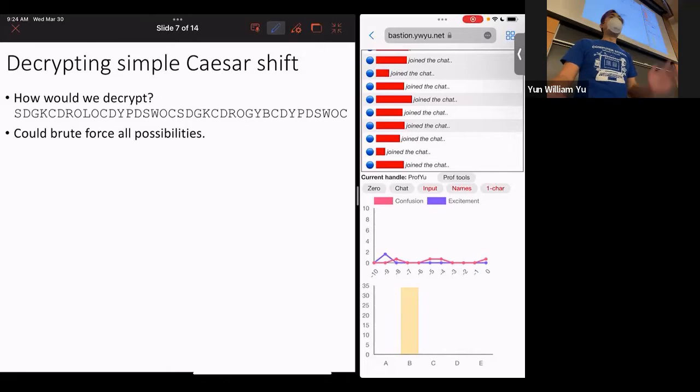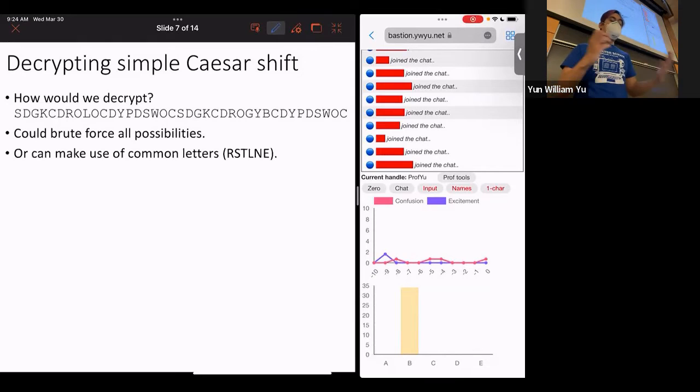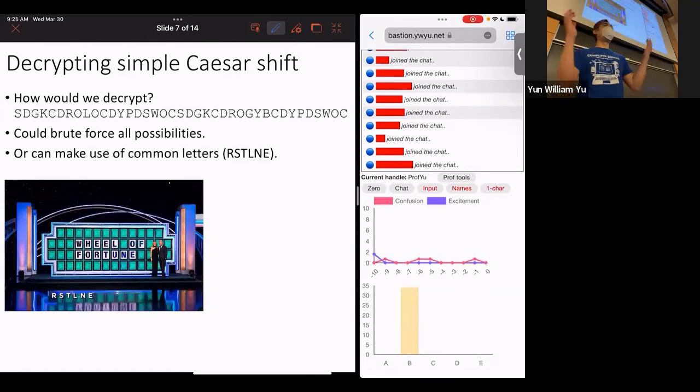Another thing you could do, and this starts getting into the field of cryptanalysis, is use statistical techniques to break these codes. You can make use of common letters. For example, many of you will have seen Wheel of Fortune before, or maybe you've seen other word games like Wordle. One very useful fact is that in the English language, certain letters are a lot more common, such as R, S, T, L, N, E. Those are all very common letters.